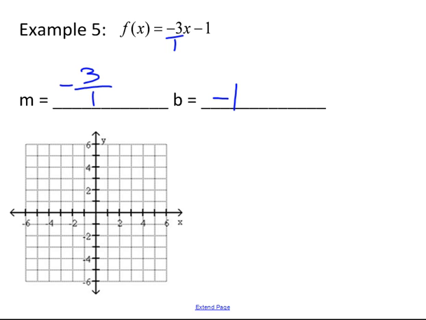So on the y-axis, I'm going to put a point at negative 1. The slope is negative 3 over positive 1. So I'm going to go down 3 and to the right 1. And here is my line.